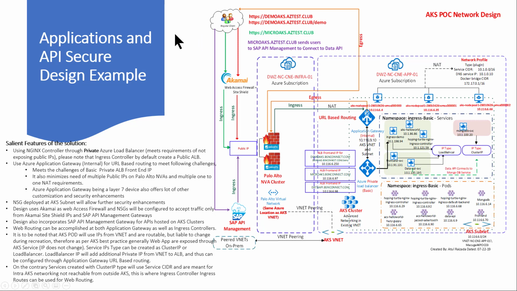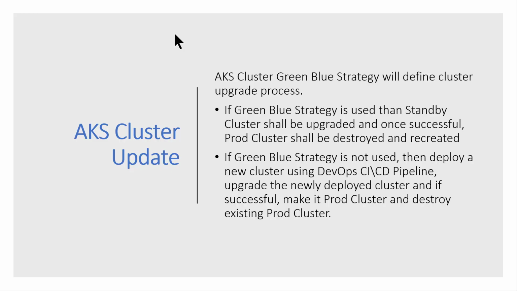So it meets all our requirements that we are talking about, not exposing public IPs. It takes care of the private ALB, the front end IP issues. It does not expose the multiple public IPs on your Palo Alto or the firewall, so limiting the surface attack from the security perspective as well. Right, so this is an example of how you can secure your APIs and applications within the AKS from the networking perspective. Moving forward, you need to do the cluster update.